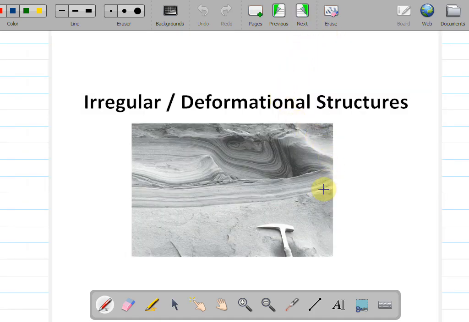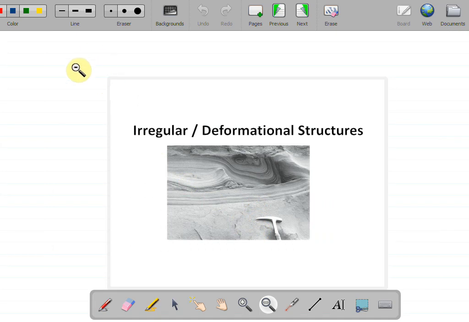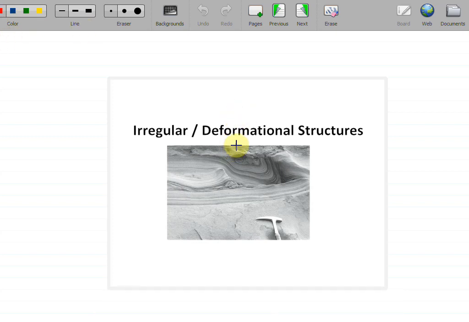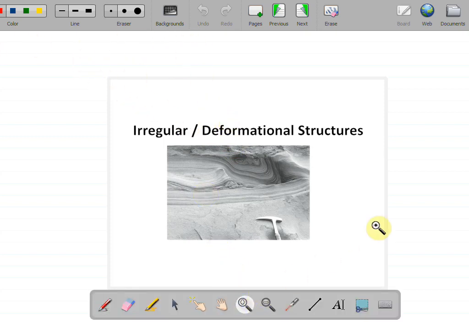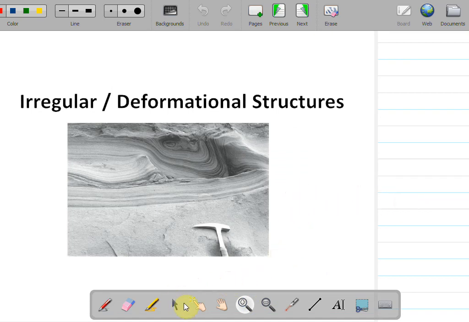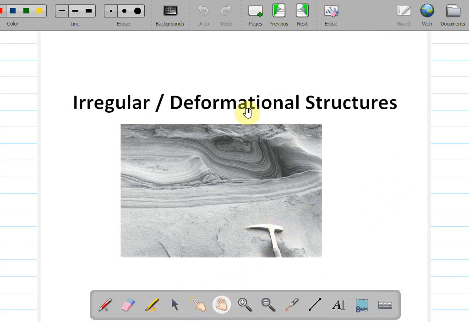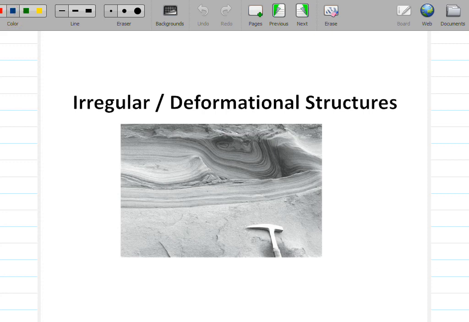Next, we will talk about the irregular and deformational structures. So यहाँ पे नाम से ही पता चल रहा है कि जो structures होने वाले हैं हमारे, so these structures are going to be irregular in fashion. Okay, so the structures are going to be irregular in fashion.